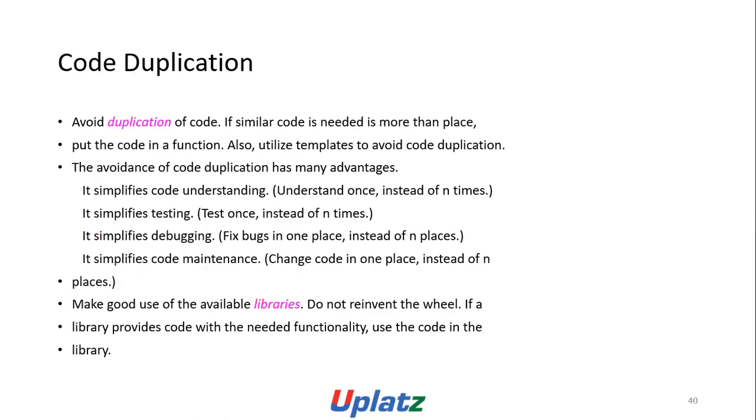Code duplication: avoid duplication of code. If similar code is needed in more than one place, put the code in a function. Also utilize templates to avoid code duplication. The avoidance of code duplication has many advantages. It simplifies code understanding: understand once instead of n times. It simplifies testing: test once instead of n times. It simplifies debugging: fix bugs in one place instead of n places. It simplifies code maintenance: change code in one place instead of n places.